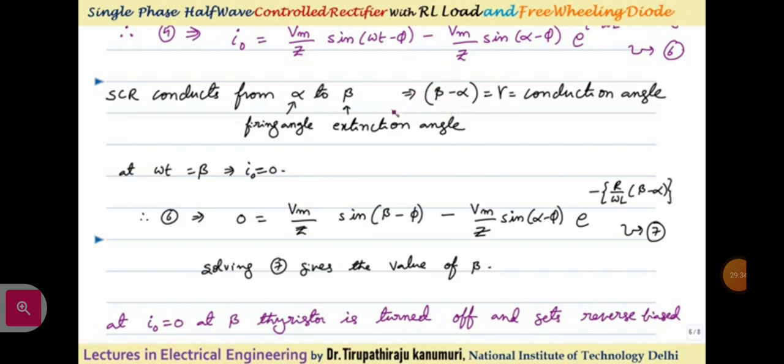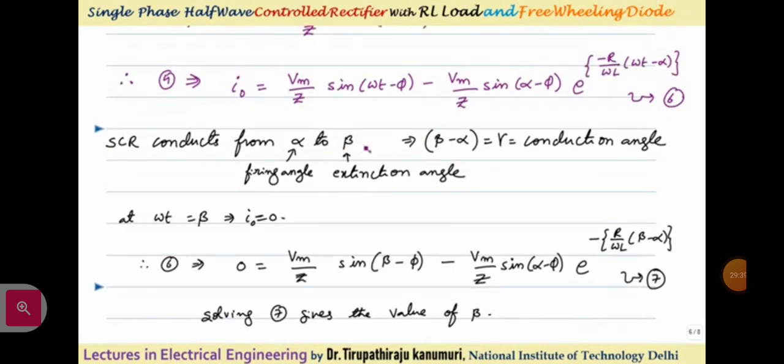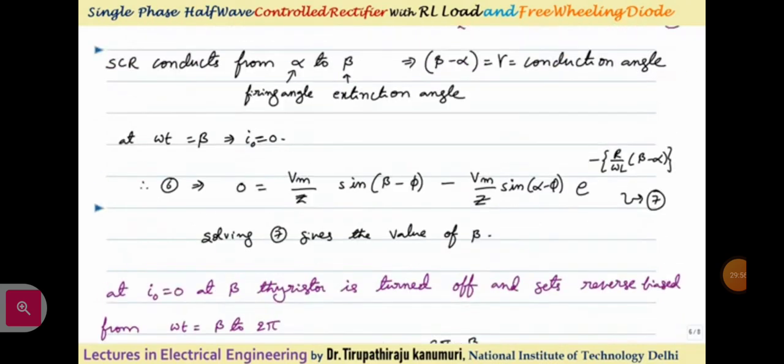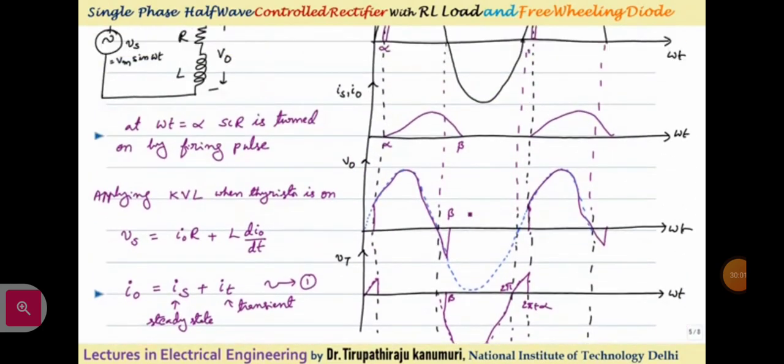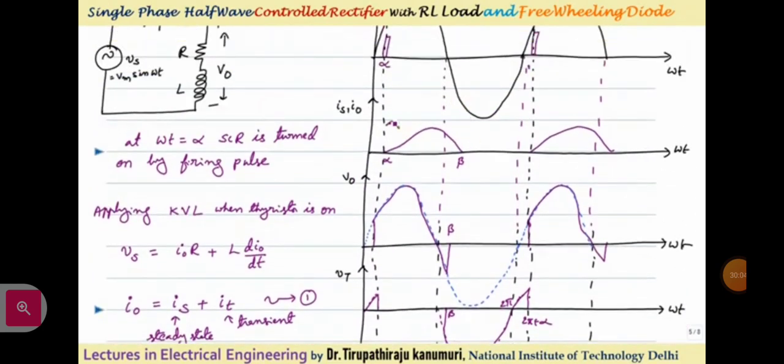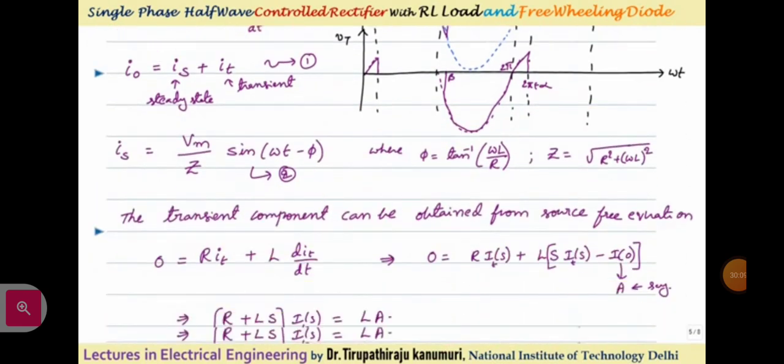Now that value of beta minus alpha, that means the current is conducting from alpha to beta. For this much duration your current is conducting, or the thyristor is conducting, so that is called the conduction angle. So here the conduction angle is beta minus alpha. The same thing I am representing here in the current wave. Let us go back here. So this much is your conduction angle. So let us proceed further.